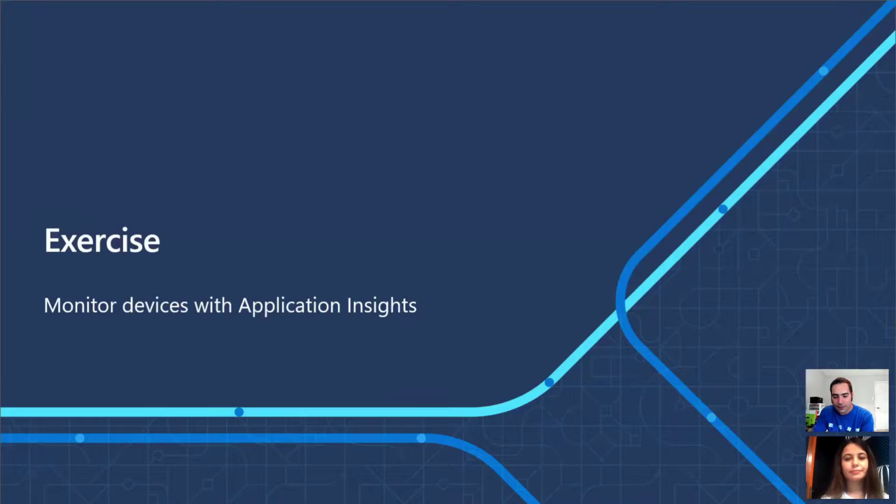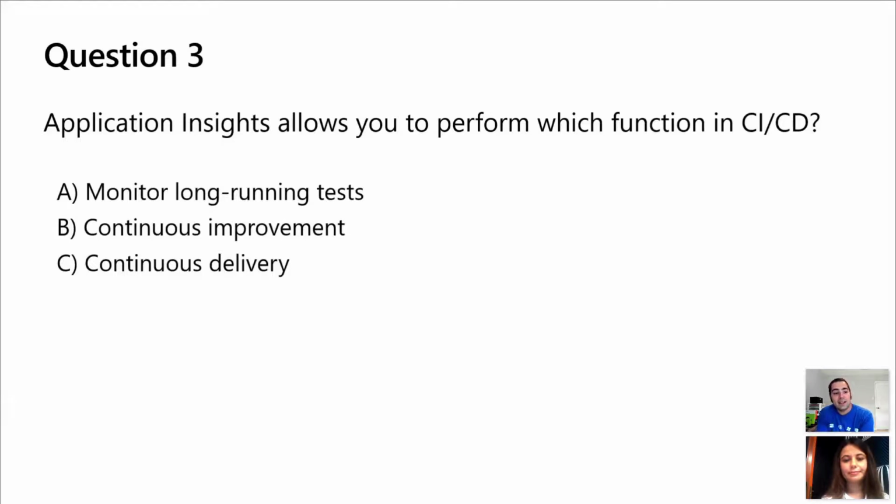So with all that said, this is a question for everyone out there in the audience: Application Insights has allowed us to perform which function in CI/CD? Is that A, monitor long-running tests, B, continuous improvement, or C, continuous delivery?